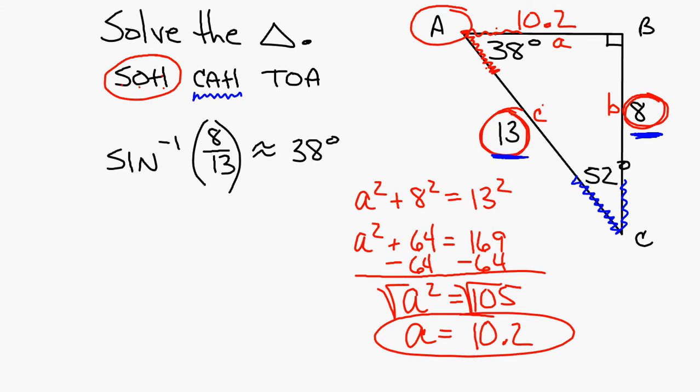Anybody else have a question about solving a triangle? You choose an angle, you solve for that angle. You subtract that angle from 90, it gives you the other angle. You use the Pythagorean theorem to find the third side.